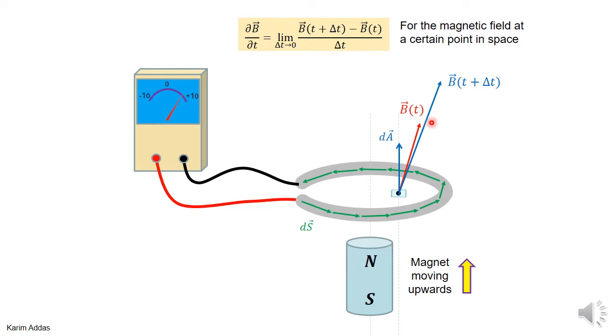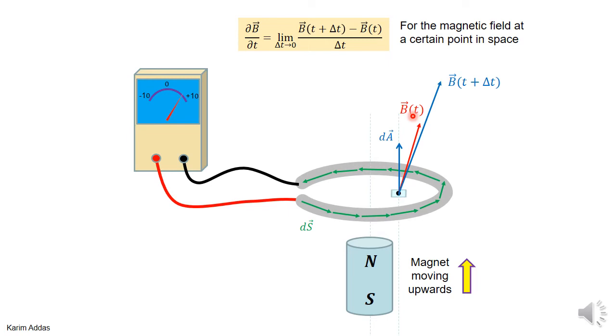Maybe the direction changes a little bit, but it's still pretty much in the same direction. So what does this quantity mean then, partial B by partial t? You're taking a partial derivative with respect to time. Partial derivative with respect to time means you're keeping the position fixed. We're talking about the magnetic field at this particular point in space only, and we're looking to see how this magnetic field changes with time.